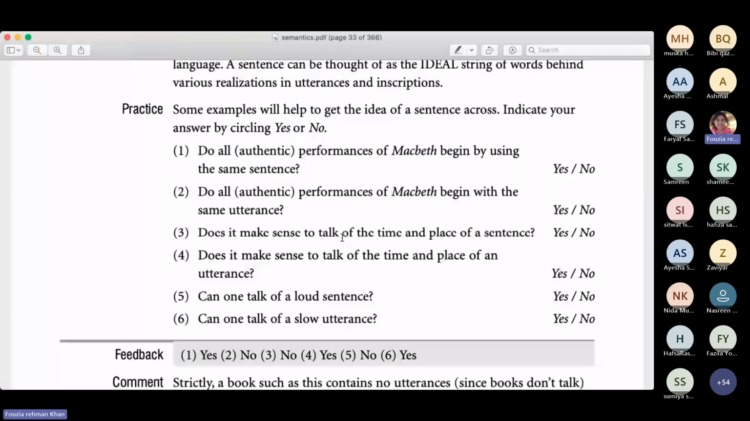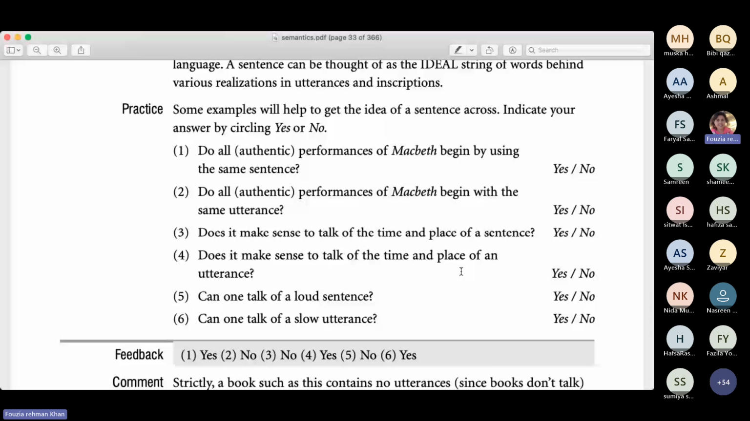Okay, nice. So this one is yes and this one is no. All right. Does it make sense to talk of the time and place of the sentence? No. Sentences are not time and place dependent. Okay. They can even stand alone. They can be part of an utterance, then of course, but they don't need time and place. Utterances need time, place, people, context. Okay, does it make sense to talk of time and place of an utterance? Yes. Yes. Okay. Someone is really excited about it.